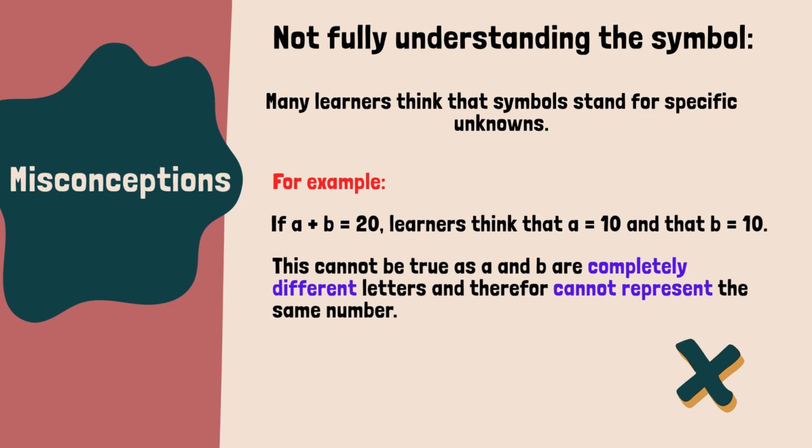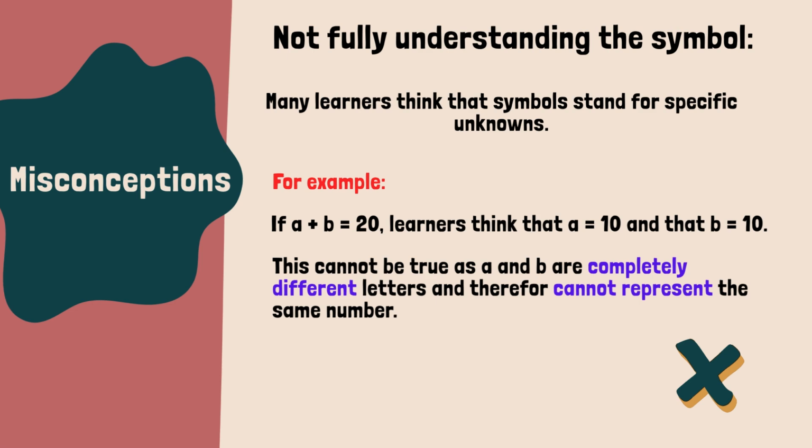For example, if a plus b is equal to 20, learners just assume that a is equal to 10 and that b is equal to 10 because there are two variables and you just divide 20 by 2. That is incorrect because a could equal 2 and b could equal 18, or a could equal 9 and b could equal 11, a could equal 5 and b could equal 15. This cannot be true as a and b are completely different letters and therefore cannot represent the same number.